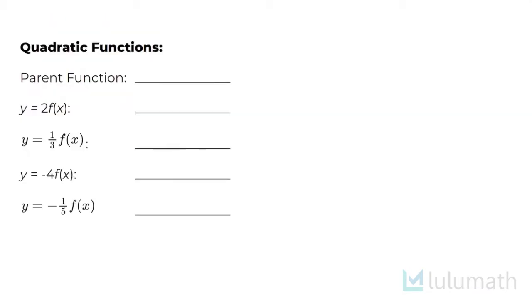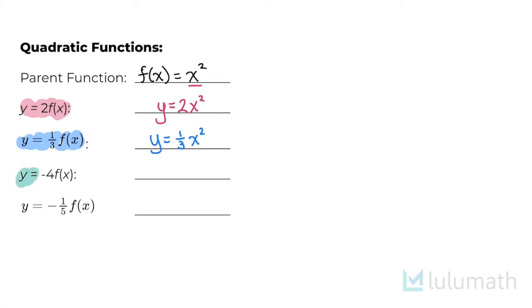Now for quadratic functions, our parent function would be f of x equals x squared. So for my first equation here, y equals 2 times f of x, I'm just going to take my f of x, which is x squared, and I'm going to multiply it by 2. So this would be y equals 2x squared. For this next one, I would take my f of x, which is x squared, and I would multiply it by 1/3. So y equals 1/3 x squared.